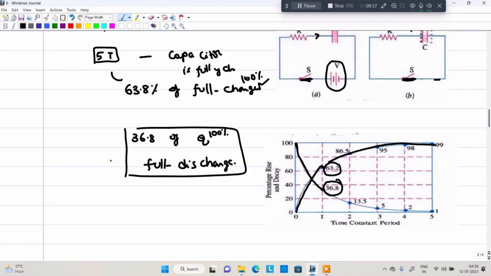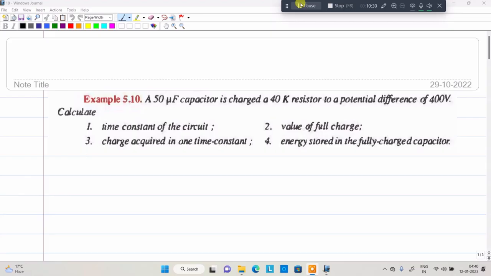Then the increasing and decreasing charge across a capacitor is shown in this time constant chart, which is both increasing and decreasing. It represents the rise and decay, that is, the charging and discharging currents of the capacitor respectively. So everyone is clear about the capacitor charging, right? Then we are moving to an example problem based on the above discussion.